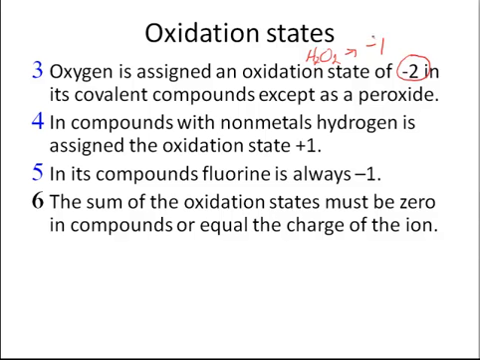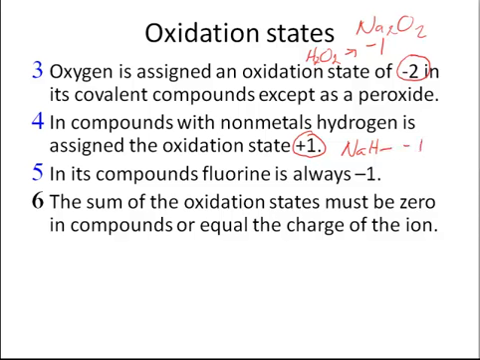And you don't see very many peroxides. You see sodium peroxide and hydrogen peroxide. Those are the 2 that we see most often. In compounds with nonmetals, hydrogen is assigned an oxidation state of +1. Well, that's good news, right? Because as we memorized last year, hydrogen almost always forms a +1 charge. So its oxidation state is almost always +1. Now, when would it be a -1? Well, if you had a metal hydride, something like sodium hydride, then hydrogen would have a charge of -1.